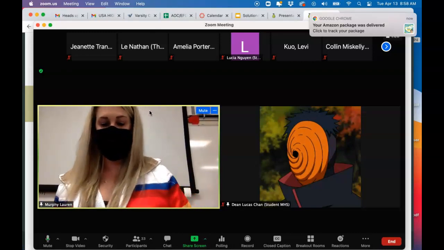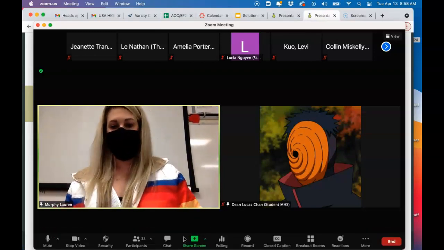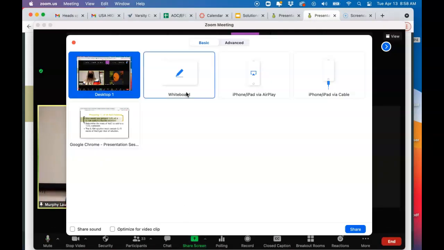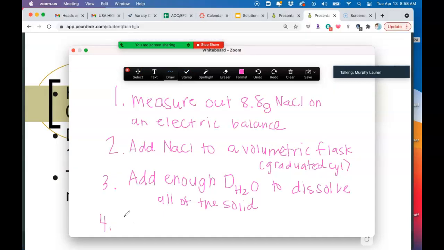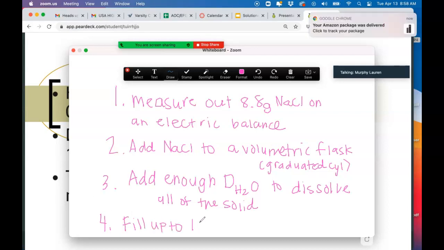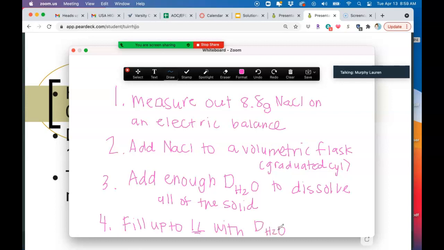So 4 steps. Measure it out. Put it in a flask or a cylinder. Add enough water to dissolve. And once it's all dissolved, fill up to 1 liter, because that's how much they asked me to make, with distilled, that's what the D stands for, water. So I'm going to go over to my sink and we're going to pretend that's distilled water.